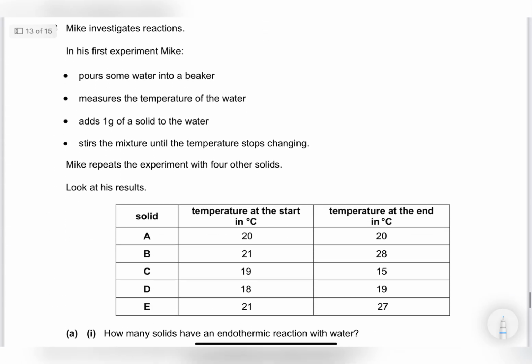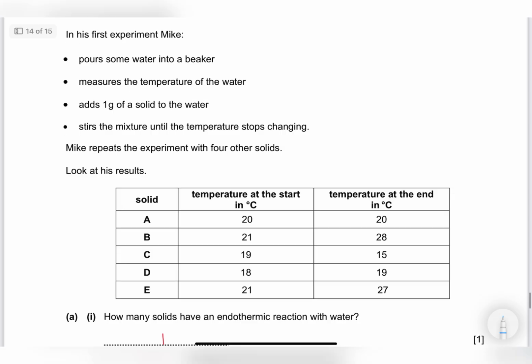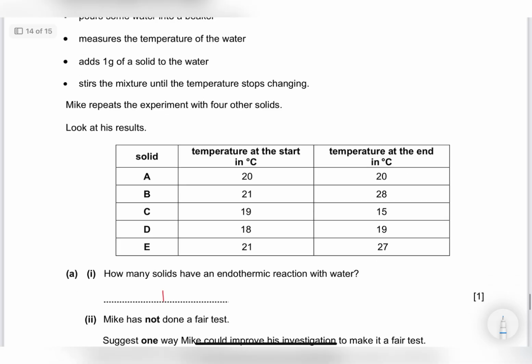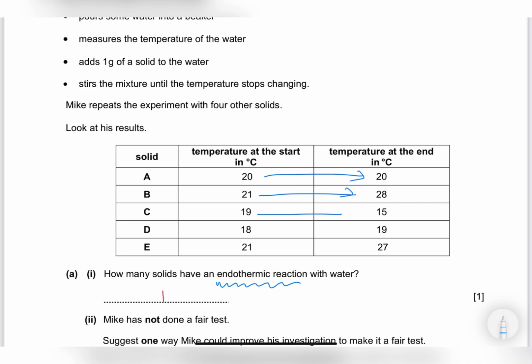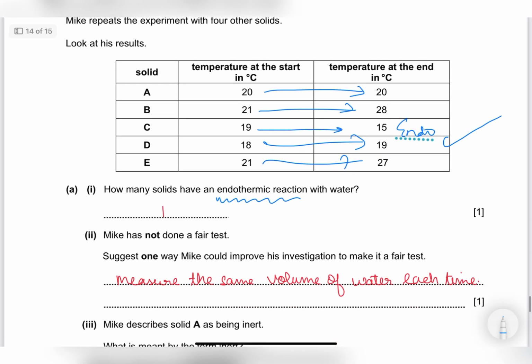All right. Mike investigates reactions. In the first experiment, Mike pours some water into a beaker, measures the temperature of the water, adds 1 gram of solid to the water, and stirs the mixture. How many solids have an endothermic reaction? See, the temperature is the same, increasing, decreasing. So this is endothermic. Again increasing, again increasing. So only one solid is undergoing an endothermic reaction.